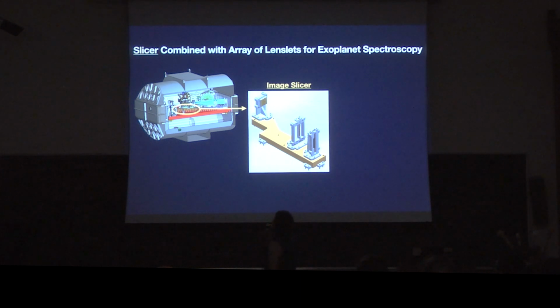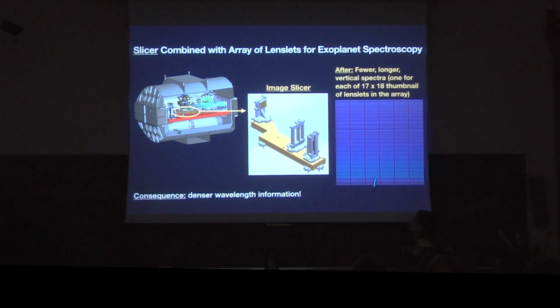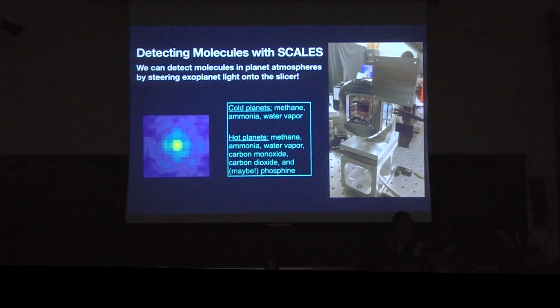So just real quick, an image slicer is a set of optics that's going to take the images made by certain lenses and allow you to spread the light out in much more detail. So instead of this before, where we have these short spectra, we're going to take a subset and spread them out way across our detector. So we get really fine information about the color of the light, and then we can look for signs of molecules like methane and ammonia and water vapor, carbon monoxide, carbon dioxide.